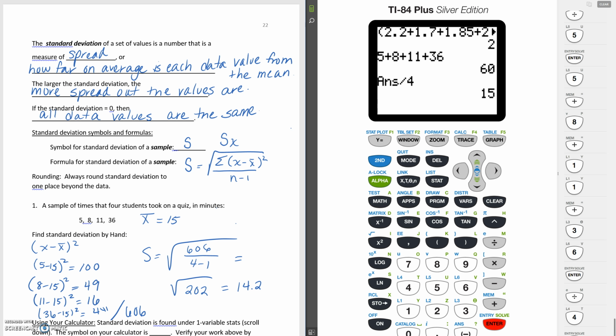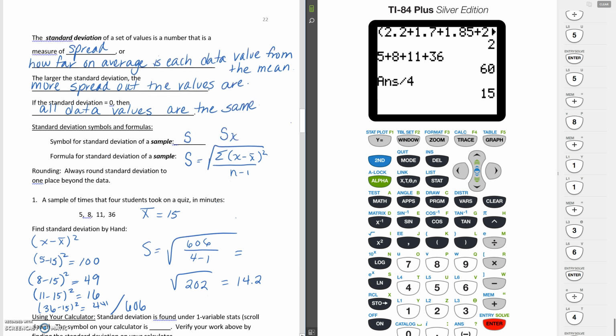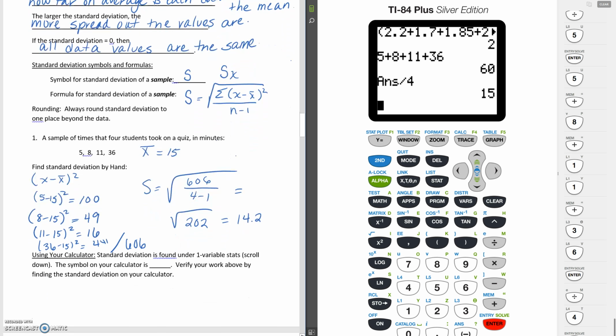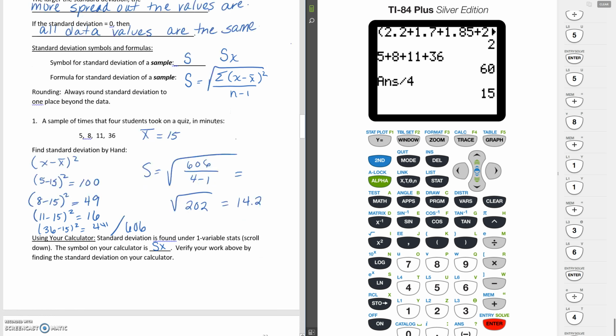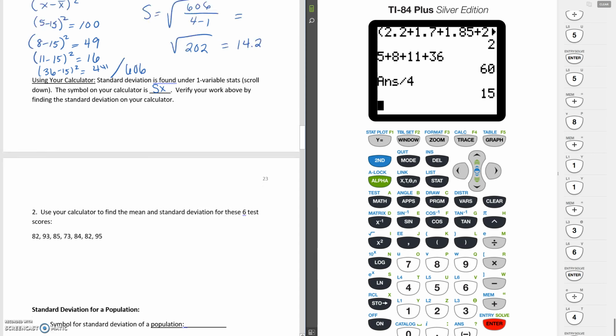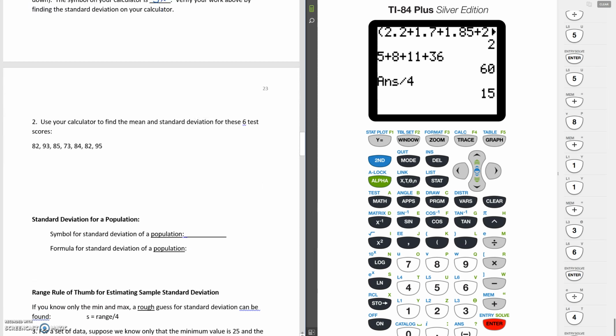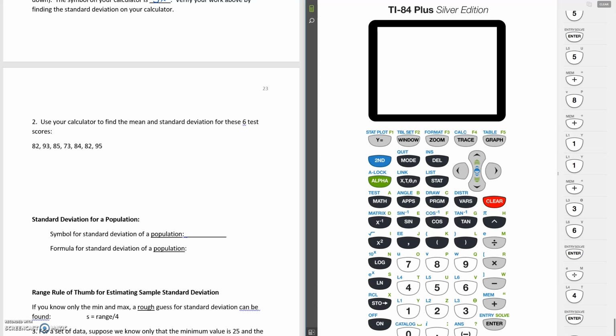The good news is it's going to be much quicker to do it on our calculator, because as you can see, if you had a larger data set, this would take a long time. So using your calculator, the same way that we found the mean, you're just going to scroll down a little bit. It'll be SX. So if we have these 6 data values and we want to use our calculator, we round the same way we do the mean, one decimal place more than the data is given.